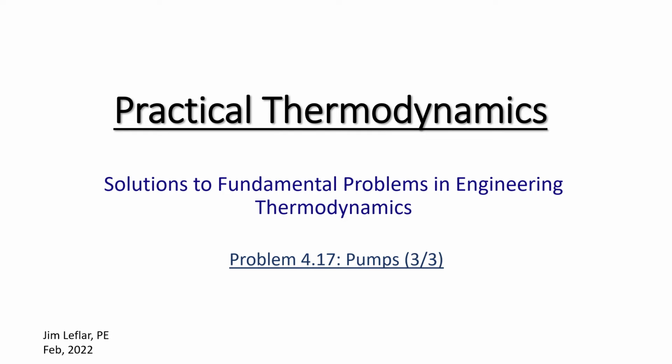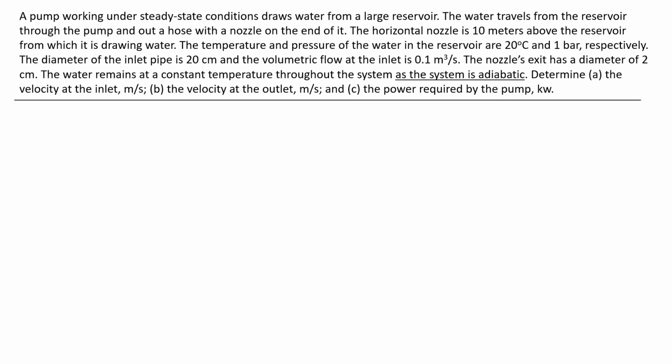Let's solve another pump problem. This one will be a pump that pumps water up a hill and then out through a nozzle. A pump working under steady state conditions draws water from a large reservoir. The water travels from the reservoir through the pump and out a hose with a nozzle on the end of it. The horizontal nozzle is 10 meters above the reservoir from which it is drawing water.